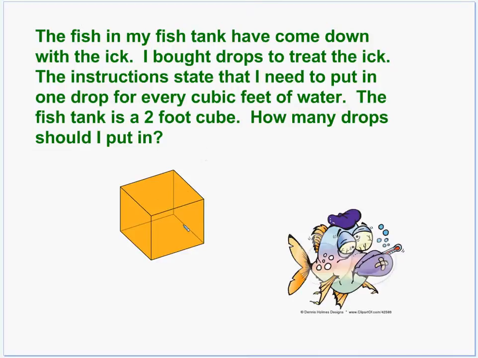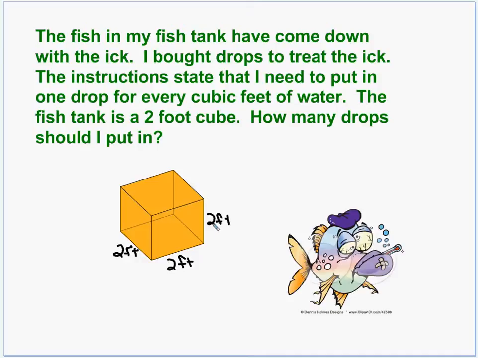Well, if this is my fish tank, that means this side is 2 feet. That means the front is 2 feet. And that means the height is also 2 feet. Okay, if all three measurements, the length, the width, and the height, are the same, that means that it's a cube. Now, let's think back to a vocabulary word we used. Cubed. Do you think there's a reason for that, why it was cubed?